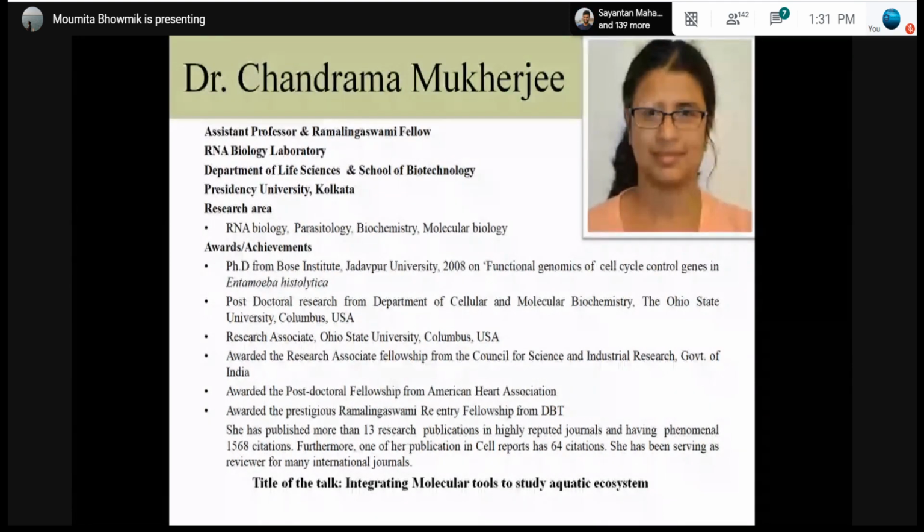She was awarded the postdoctoral fellowship from the American Heart Association. She was recipient of the Research Associate Fellowship from CSIR, Government of India. She was awarded the prestigious Ramalingaswamy Re-Entry Fellowship from DBT. She has published more than 13 research publications in highly reputed journals, having a phenomenal 1,568 citations. Furthermore, one of her publications in Cell Reports has 64 citations. She has been serving as reviewer for many national and international journals, as well as various projects.